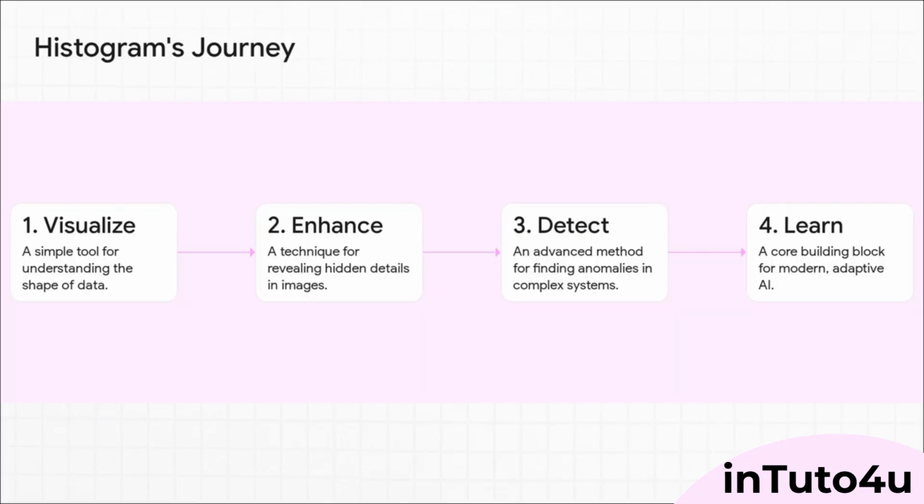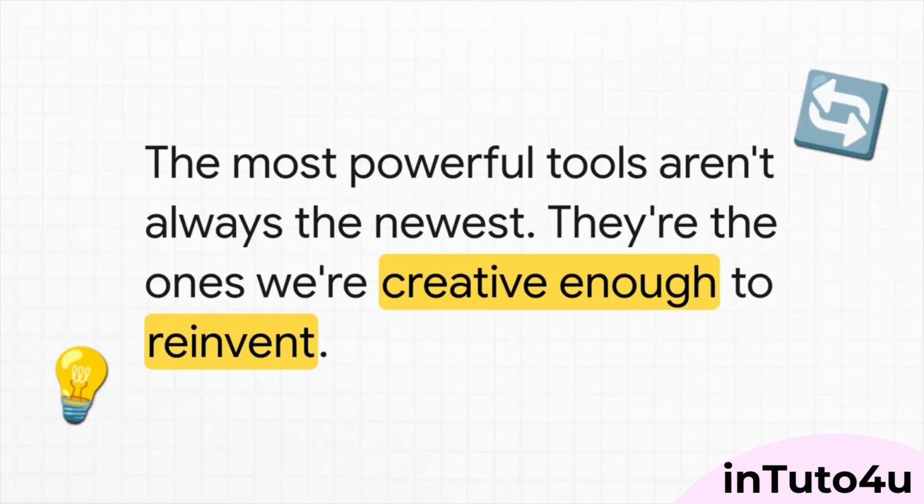So when you take a step back and look at the whole picture, the histogram's journey is, well, it's pretty incredible, right? It starts out as this basic chart you probably drew in grade school, and it evolves, step by step, into a critical piece of some of the most advanced AI we have today. I think the big takeaway here is that the most powerful tools aren't always the brand new, shiny ones. Sometimes the biggest breakthroughs come from finding the hidden potential in the tools we thought we already understood. It really makes you wonder, doesn't it? What other simple, everyday tools are just sitting there waiting for us to reinvent them?